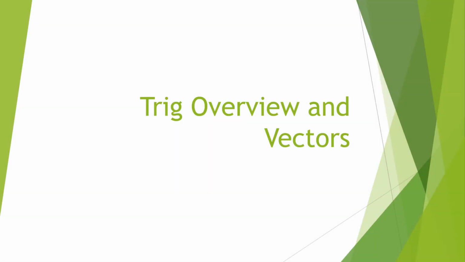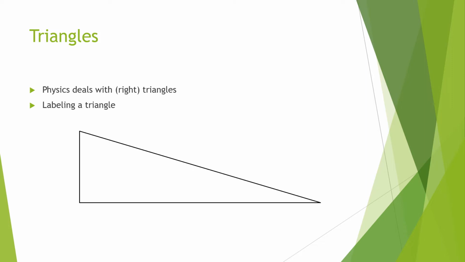Today we're going to be looking at a very brief overview of trig as well as looking at vectors. First thing we need to look at, physics deals with triangles all of the time, and for the most part they're always right triangles. Let's look at how to label a right triangle.